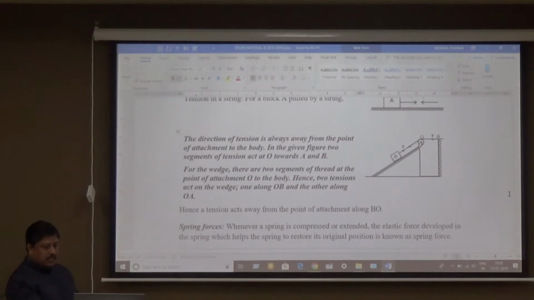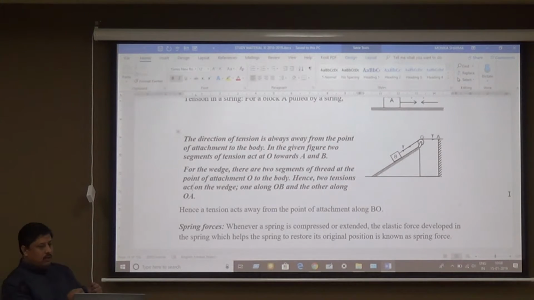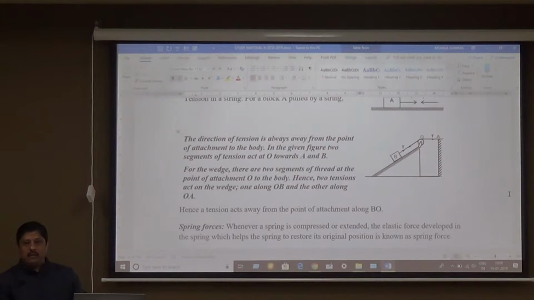See, one example is given. This is a very important example. You can see here, the direction of tension is always away from the point. When you pull your friend, you apply a force on your friend, and in the same way your friend also applies a force on you. So the direction of tension is always away from the point of attachment to the body.